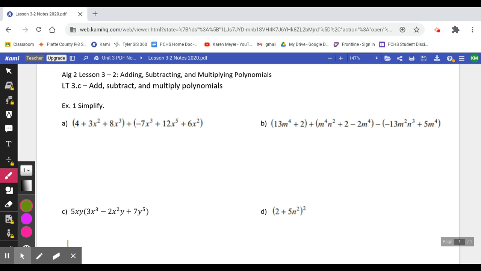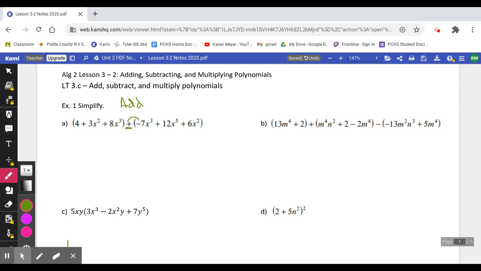In this lesson, we're going to talk about adding, subtracting, and multiplying polynomials. And this is going to be very similar to adding, subtracting, and multiplying when we did this with quadratics. So our first example, number 1, you will notice in between the two parentheses, they have a plus sign. So this one is considered adding polynomials.